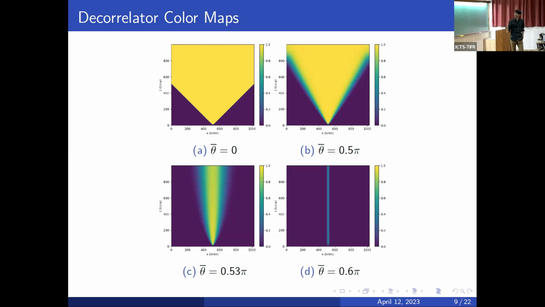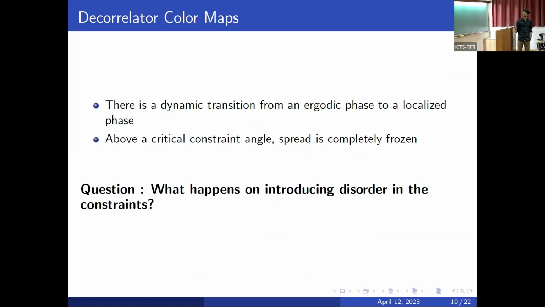The interesting thing here is that at a value of theta around 0.53, there is a rapid slowing down of this light cone. And at 0.6, the light cone is entirely frozen. This shows that there must be some sort of dynamical phase transition at around theta equals 0.53. And above that critical constraint angle, the spread is completely frozen.